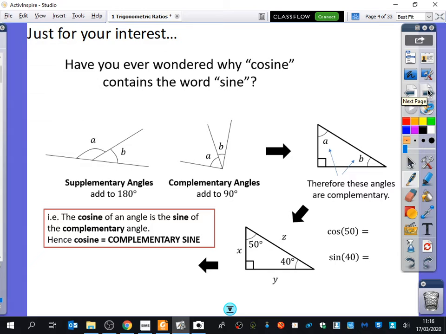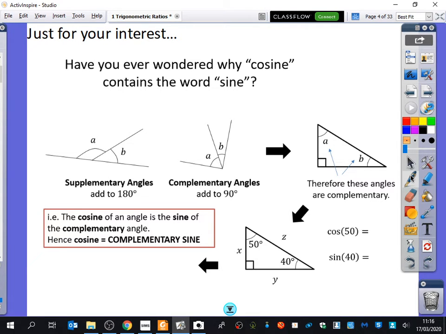So the next thing I wanted to talk to you about is moving away from right-angled triangles, and we're going to talk a little bit about non-right-angled triangles. But before that, I thought it would be interesting to talk about why it's called sine and why it's called cosine, because it helps us know a few more things. Have you ever wondered why cosine contains the word sine?